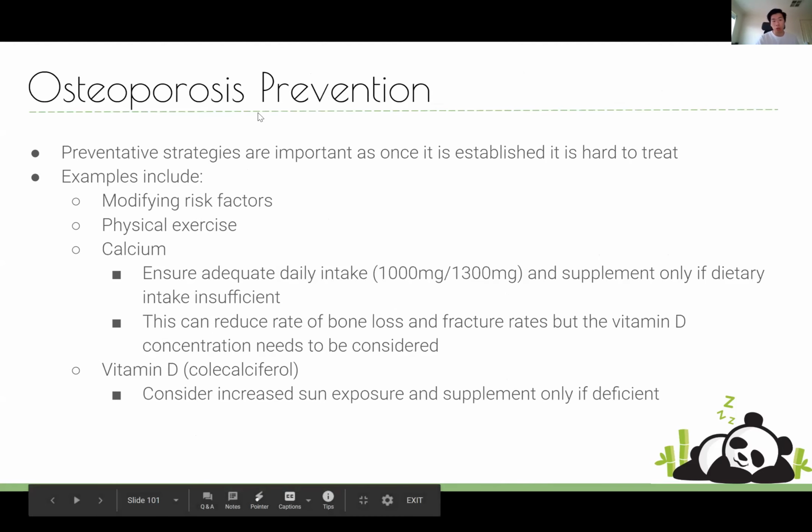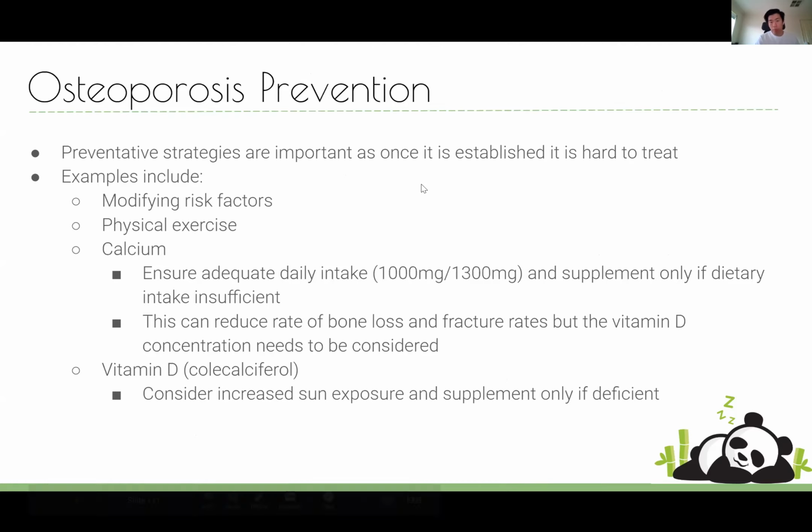Osteoporosis prevention. As prevention, what you can do is try to modify your risk factors in physical exercise. Physical weight-bearing exercise is good for bone development and bone growth. Calcium supplements can be used if your current intake is insufficient, and it reduces the rate of bone loss and fracture rates, but the vitamin D concentration needs to be considered there as well.